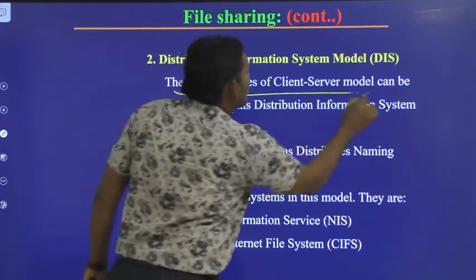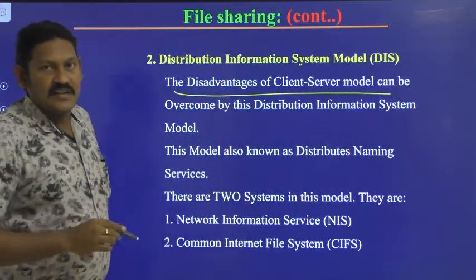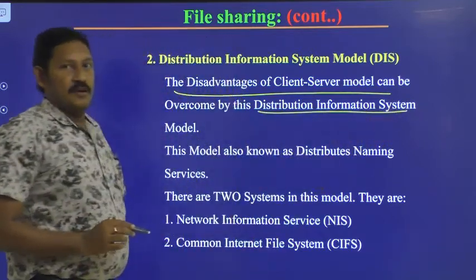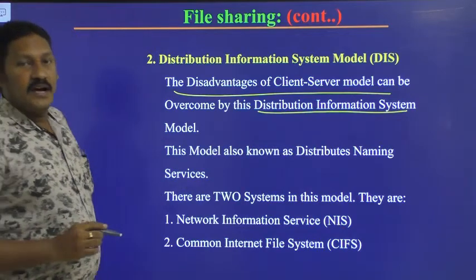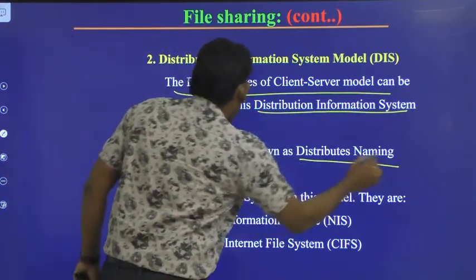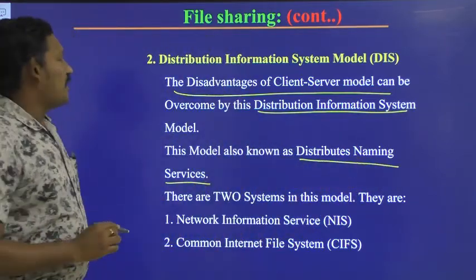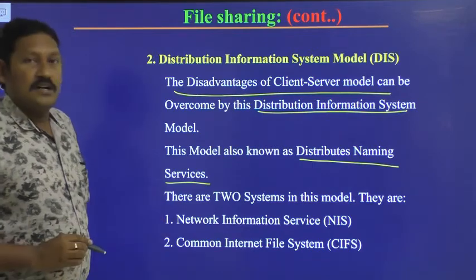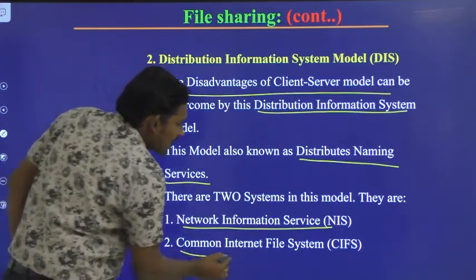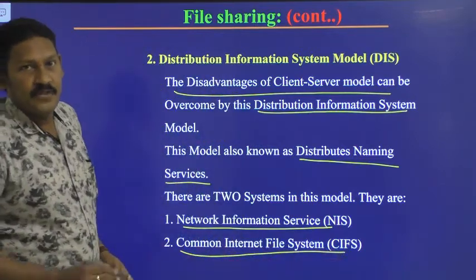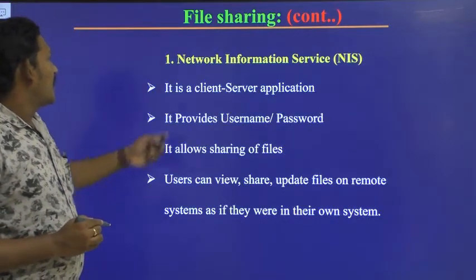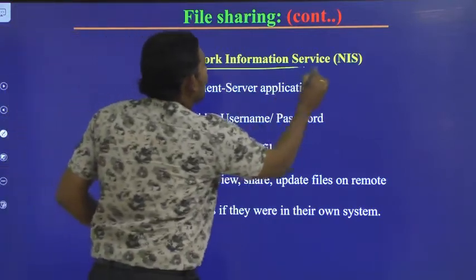We have discussed the disadvantage in the client server model. In order to overcome that, we have used this distribution information system model. This distribution information system can also be called distributed naming service, DNS, and it again has two models. They are network information service, NIS, as well as common internet file system, CIFS. We will discuss this.